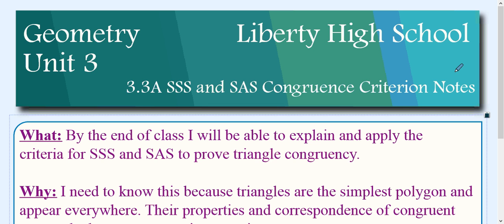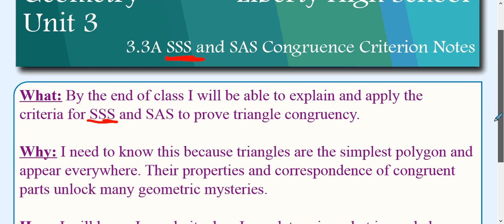So in this lesson, we're going to start looking at what makes triangles congruent. Specifically today, we're going to be able to use side, side, side, and side angle side to prove triangle congruency. It's going to be a huge part of geometry going forward. Almost every proof from here on out is going to use one of these triangle congruence postulates or theorems.